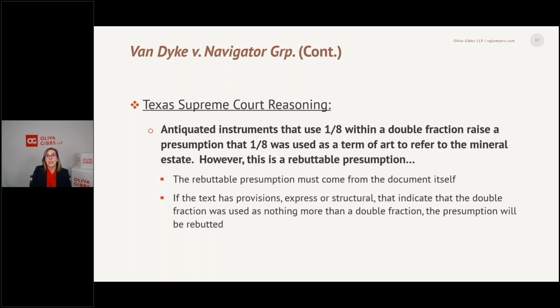Antiquated instruments that use 1/8 within a double fraction raise a presumption that 1/8 was used as a term of art to refer to the mineral estate. Throughout the presentation, I'll refer to this as the Van Dyke presumption. And again, I can't state this enough. This is a rebuttable presumption.